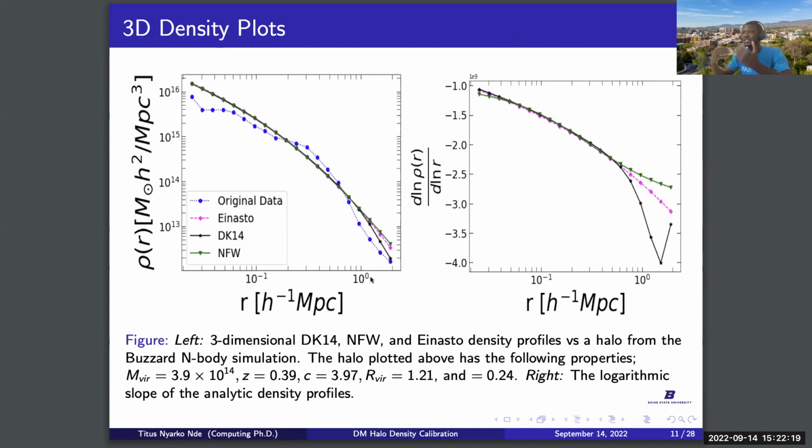Now I give you, this is a picture of the analytic models, and then this is observational data from the Buzzard simulation. So we actually realized that all the analytic models do not actually capture the detailed shape of this density profile. So the main problem is we want to have a calibration technique that will calibrate these density profiles at least better than the existing analytic models.